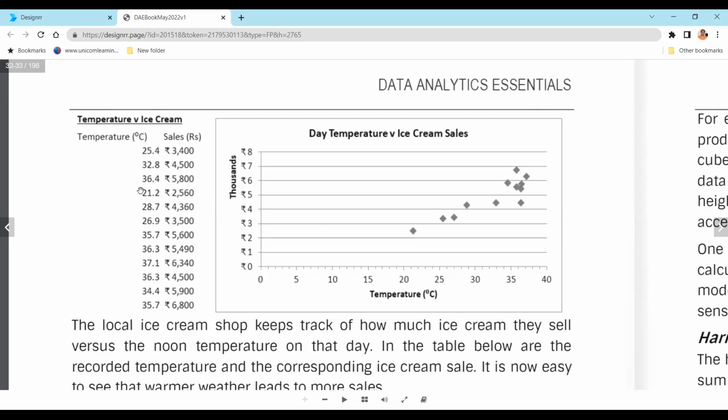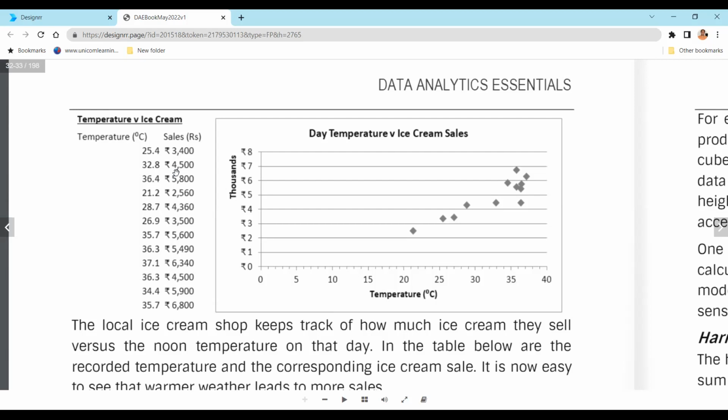So this fellow, every day, notes down the highest temperature of the day and the amount of sales he makes that day. On day one, the maximum temperature of the day was 25 degrees Celsius, and he sold about 3,400 rupees of ice cream. The second day it was 32.8 degrees and he sold about 4,500.